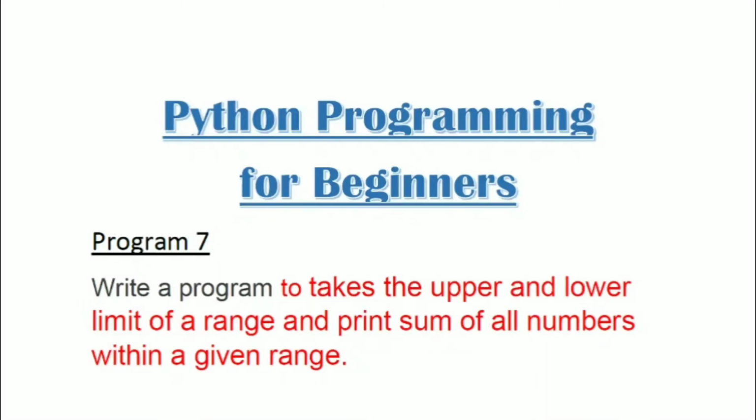This is the seventh program of this course. Till now we have seen all basic programs. From this program onwards we will increase the complexity of the code a little bit. So in this program we will learn how to use a for loop and the range function of Python.